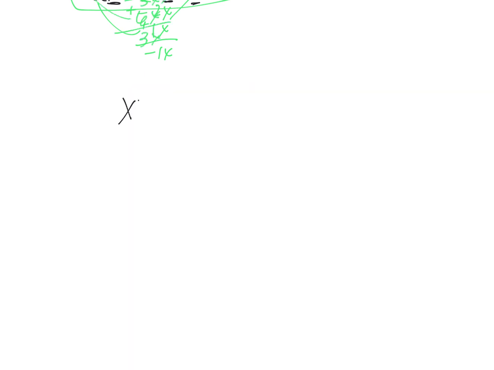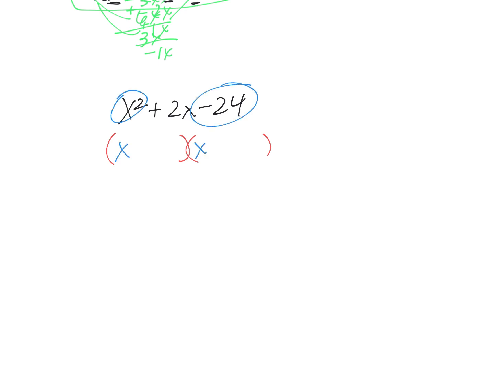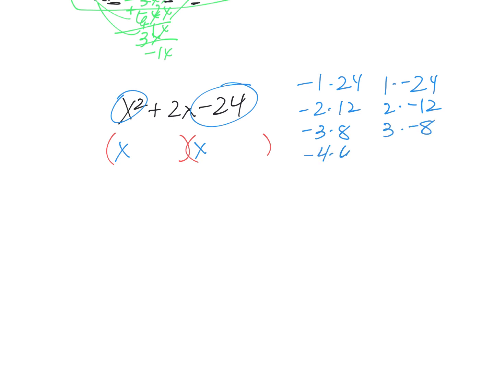What if I said x squared plus 2x minus 24? So look for my greatest common factor. There wasn't one. How do I get x squared? X times x. How do I get -24? Well, I need a negative and a positive. So a -1, +24, a +1, -24, a -2 and a 12, a +2 and a -12, a -3 and a positive 8, or a +3 and a -8, or a -4 and 6, or a 4 and -6.